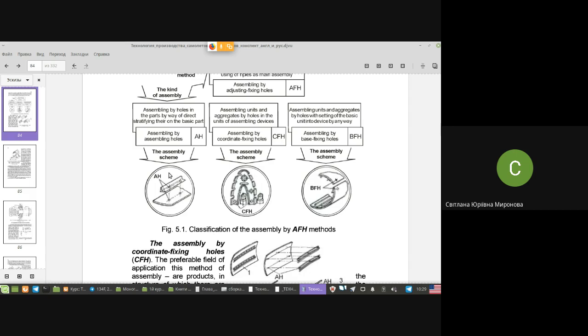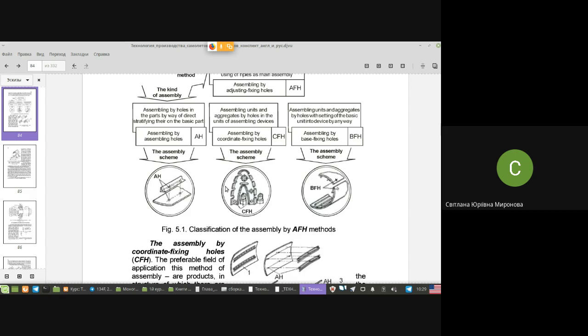So here we have assembly component and assembly component. And here you have assembly component and assembly component. And the difference is only in their complexity. No principal difference. Names are different. Assembly hole, part plus part. Base fixing hole, assembly unit plus assembly unit, but the principle is the same. Assembly component is located to assembly component.